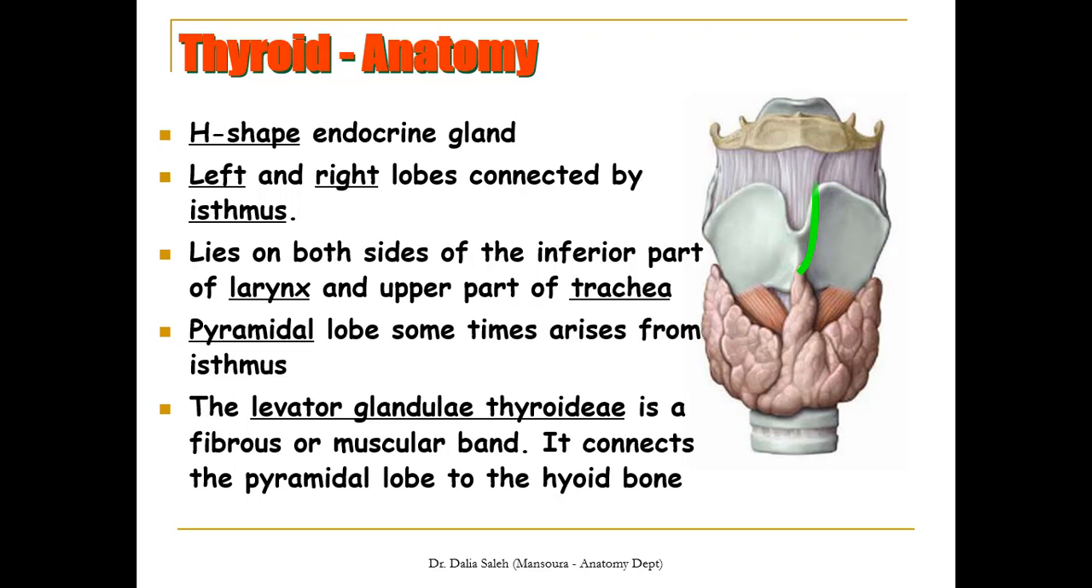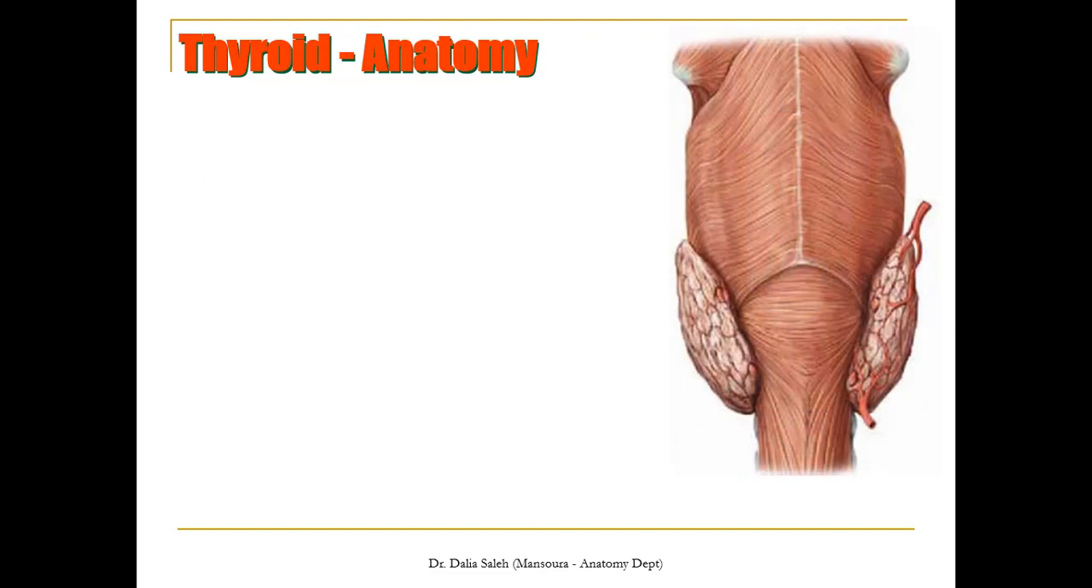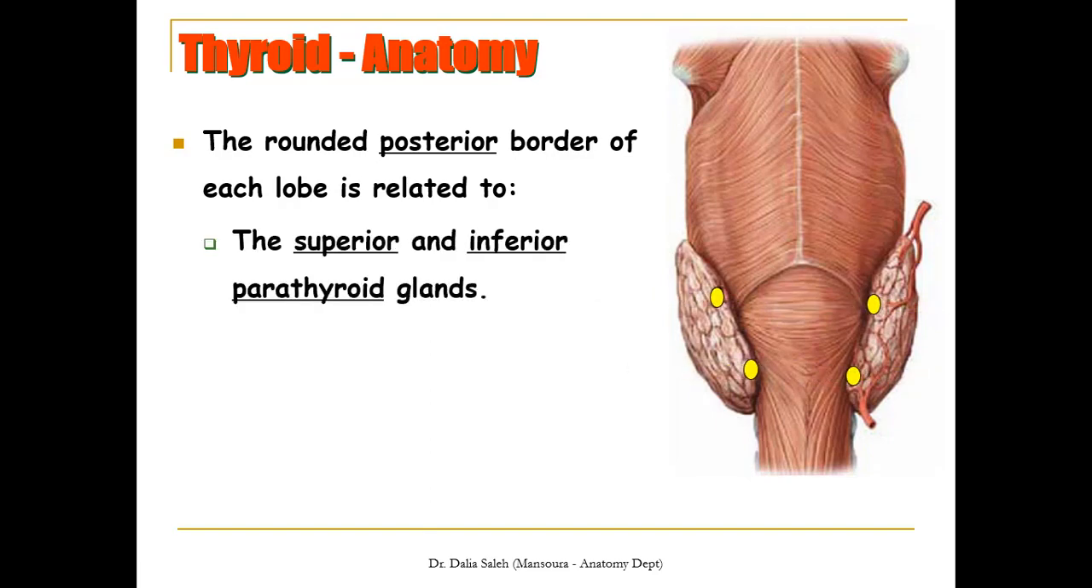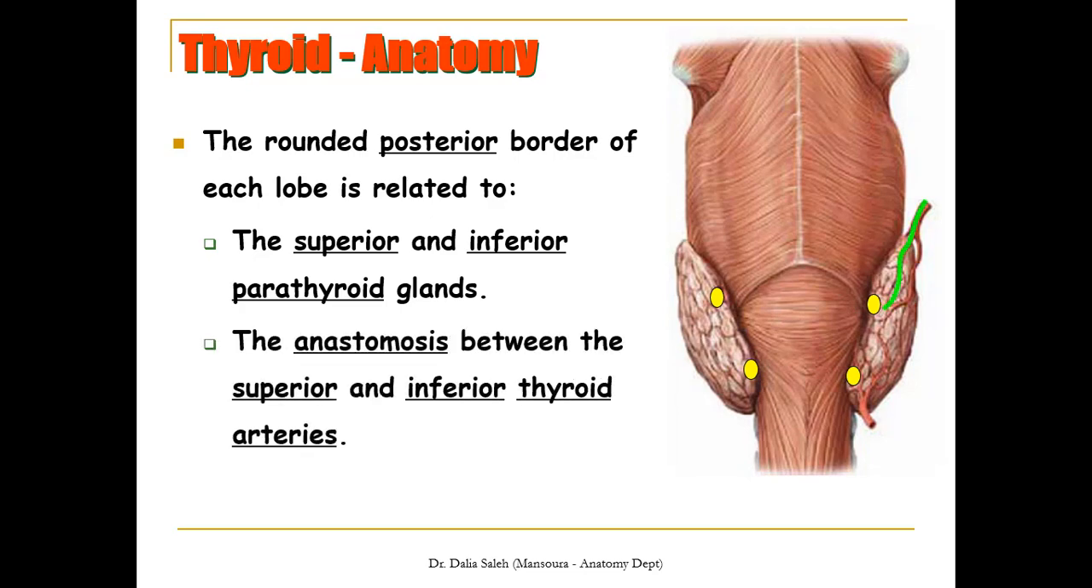And sometimes we find a fibrous or a muscular band, it's called levator glandulae thyroidi, that connects the pyramidal loop to the hyoid bone. If we look at the thyroid gland from the back, it has a rounded posterior border that is related to the superior and the inferior parathyroid glands, and also along the posterior border we can see the anastomosis between the arterial supply of the gland, which are the superior and the inferior thyroid arteries.